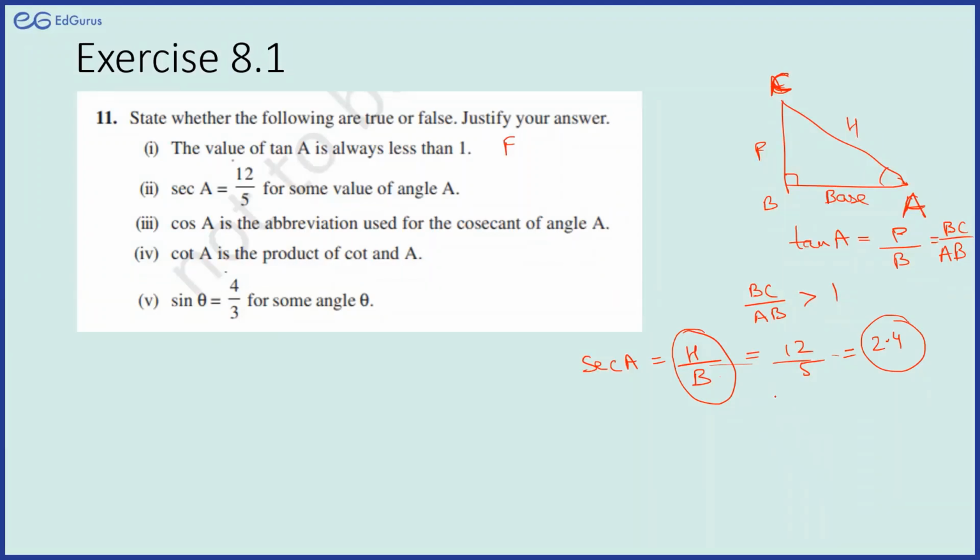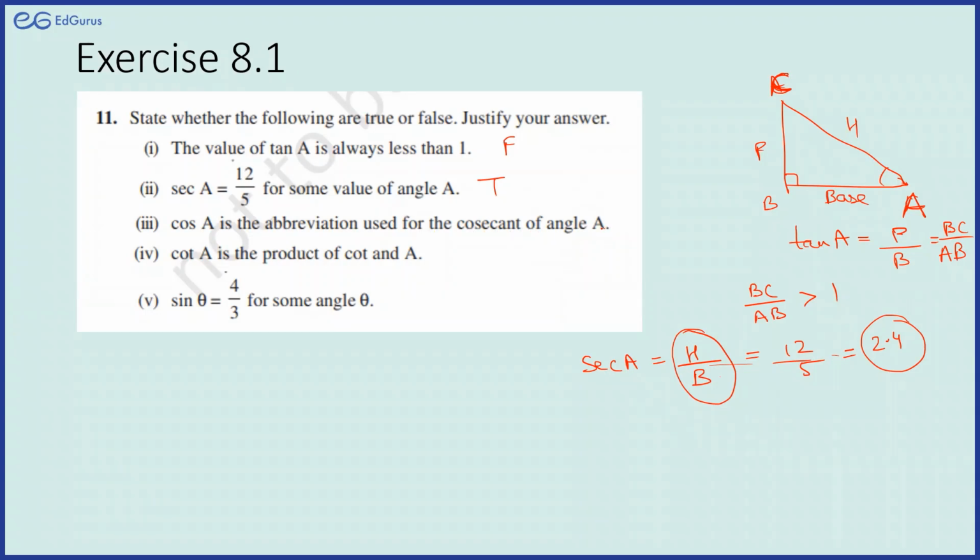Yes, ma'am, it can be. So it's true. Yes, it can be, right? You can construct a triangle such that hypotenuse upon base is 2.4.